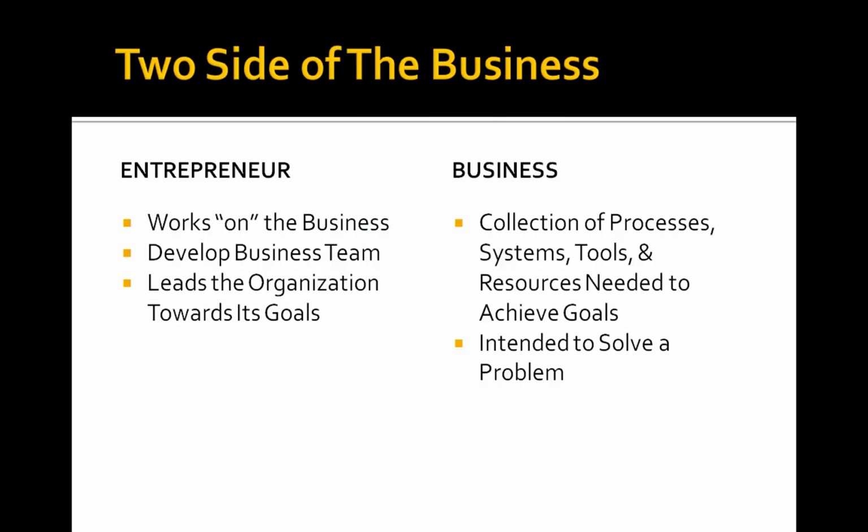So I say business has two sides. One side is going to be the entrepreneur, and this is going to be the person working on the business, developing the business team, and leading the organization towards whatever goals it has. Now, I'm going to talk about the business. The business is the collection of the processes, systems, tools, and resources needed to achieve its goals. And a business is intended to solve a particular problem.